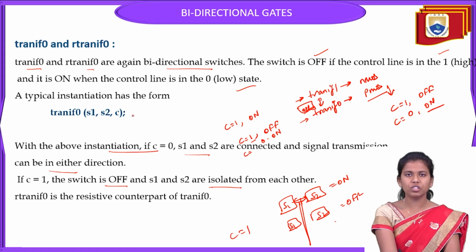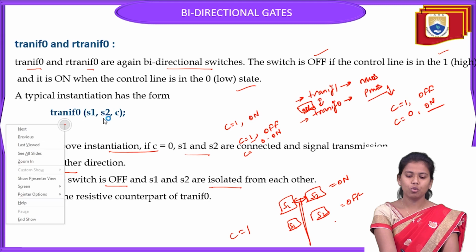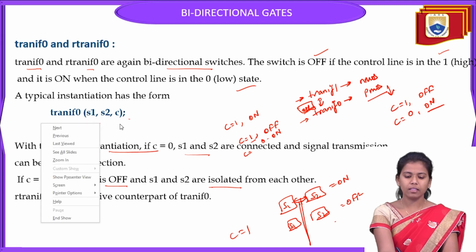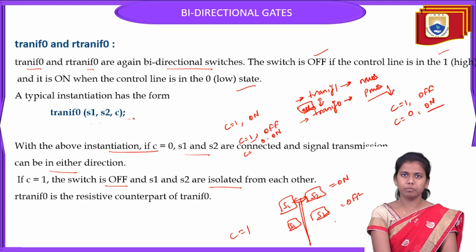So this is the instantiation. Here we have tranif0. In the terminal list, we have the signal lines S1 and S2 and the control input.